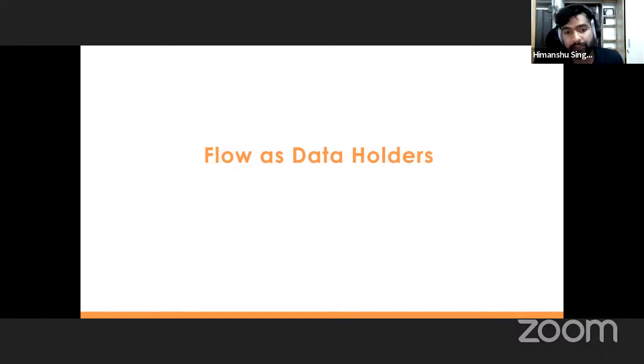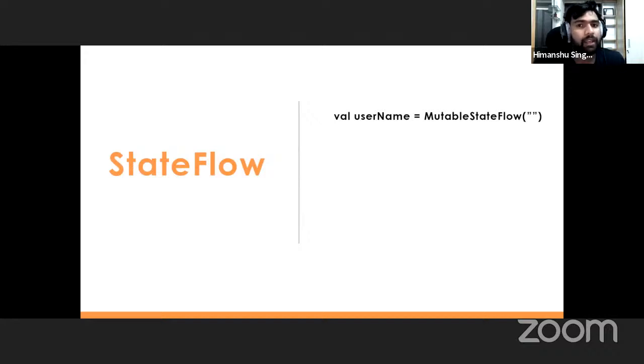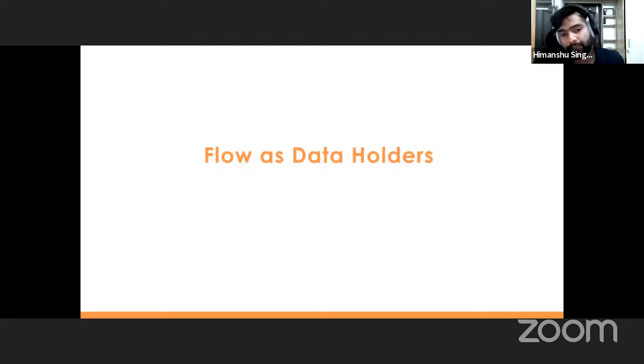Now the next aspect is flow as a data holder. Till now we saw flow as a mechanism to map out your data from coroutines, use a certain set of operators, catch the exceptions, and collect the values. We have a lot of different operators there. Now the next topic we are going to discuss is flow as data holders. So for us, data holders have been something like LiveData, but in flow, we have something called MutableStateFlow. So this is what we mean by flow as data holders.